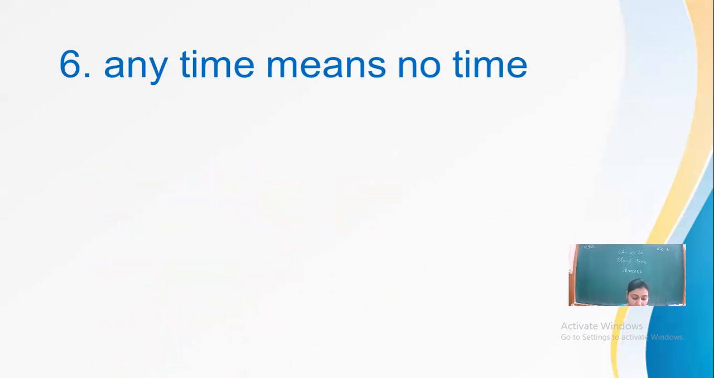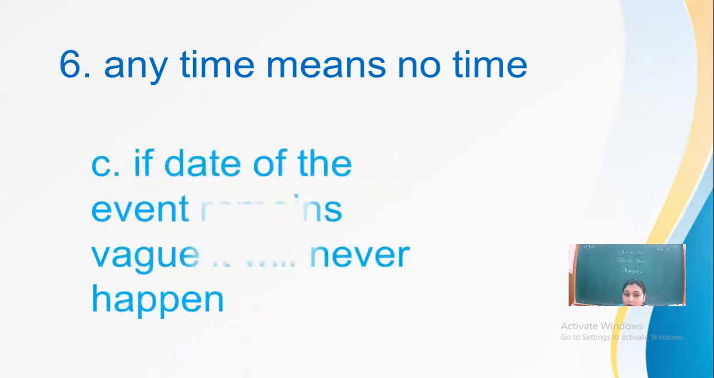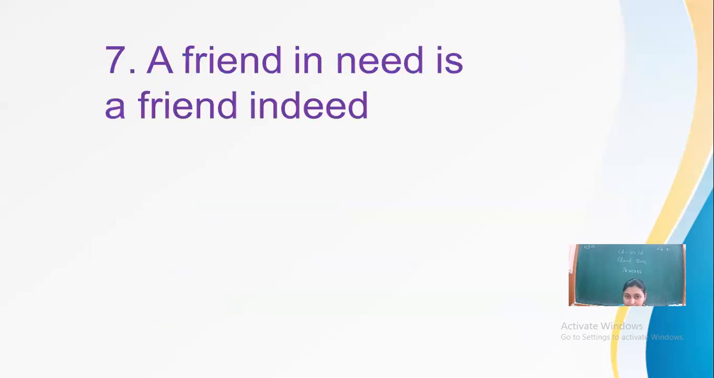Any time means no time. When you fix a time for any event, that will happen. And if you do not fix a time for an event, it will linger on. If the date of the event remains vague, it will never happen. You will keep on saying, okay, I will do this, it will happen that day. We will go for a party on that day, and that day will never come. Okay? Any time means no time.